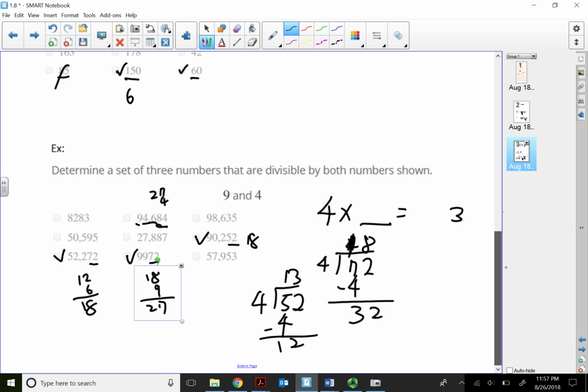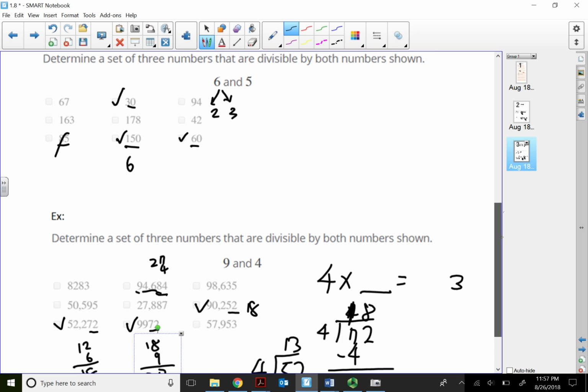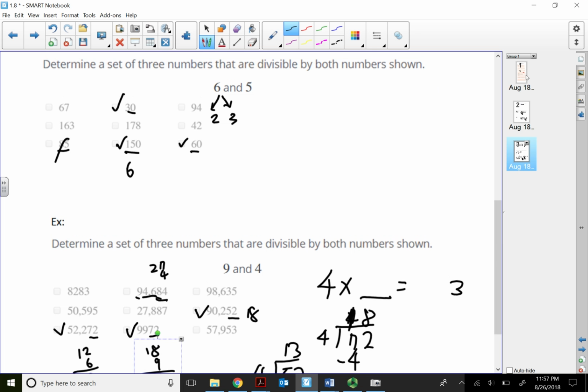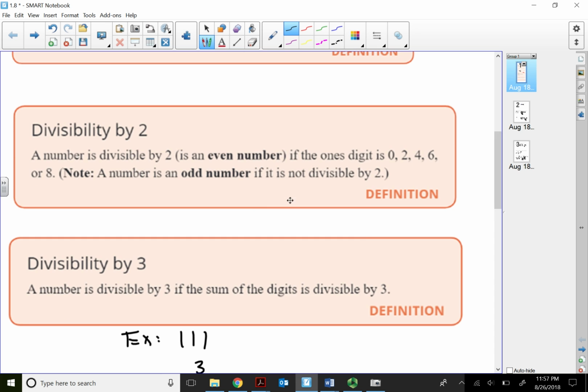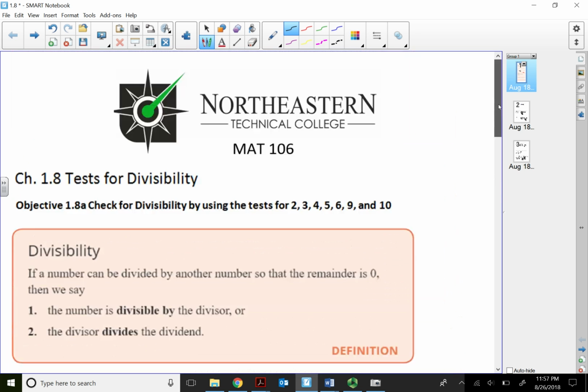All right. So hopefully by going through these examples, it helps you to learn the divisibility rules. The rules for divisibility do not go away. We use them quite often in Module 2. All right. That concludes this lecture video. Thank you for watching.